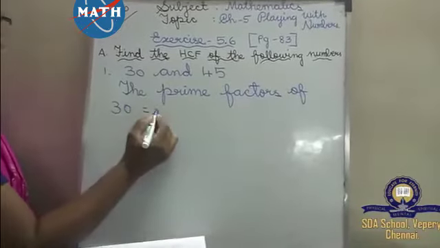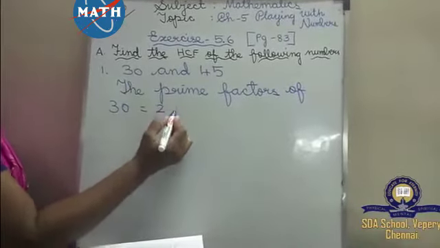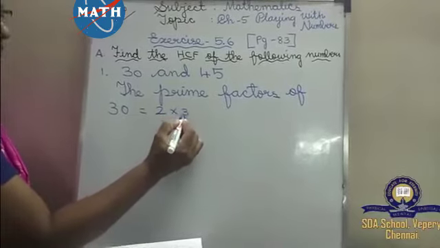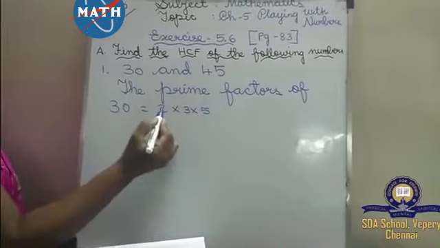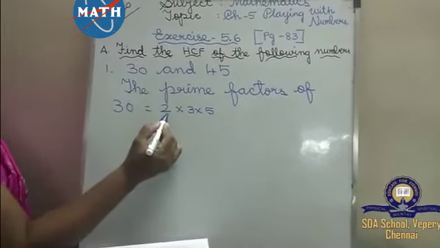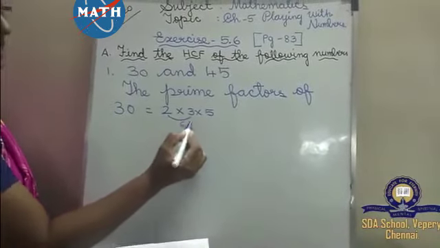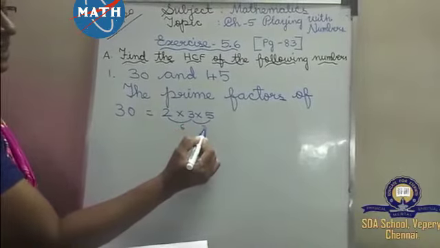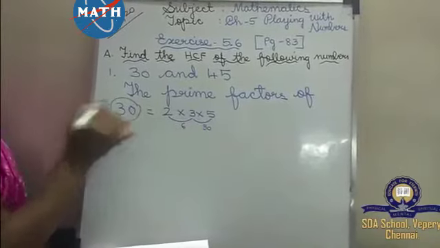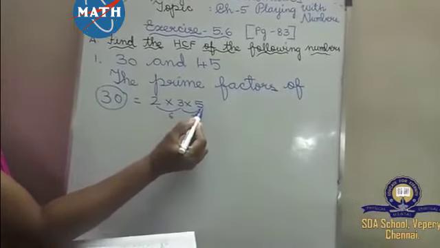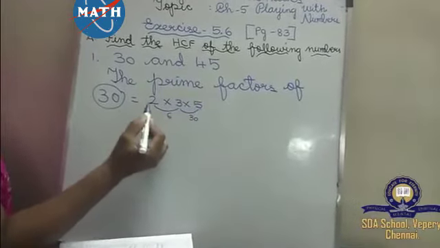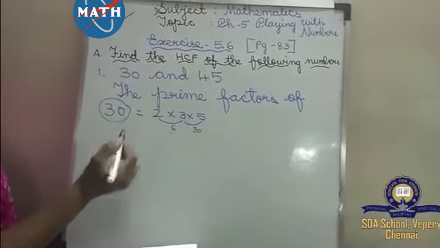So 30, how does it go? In the 2 table it goes, in the 3 table also it goes, and in the 5 table also it goes. So when you multiply, 30 should come. See, 2 3s are 6 and 6 5s are 30. Answer 30 came or not, children? These 3 are prime numbers only.